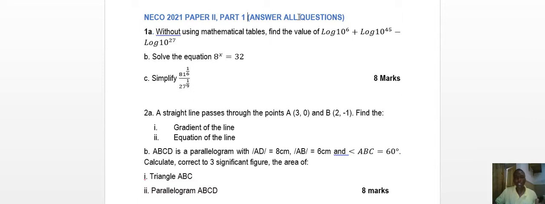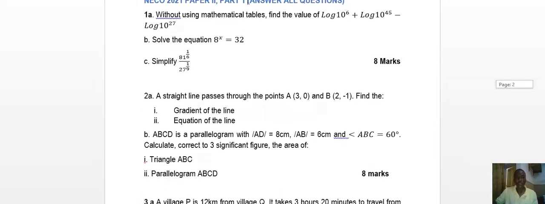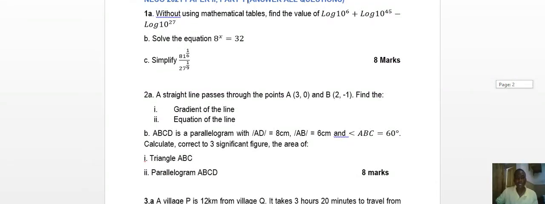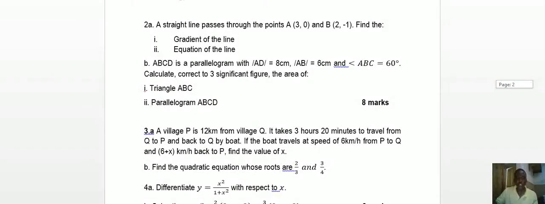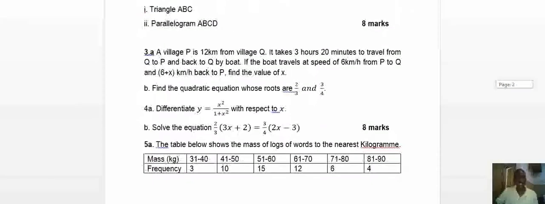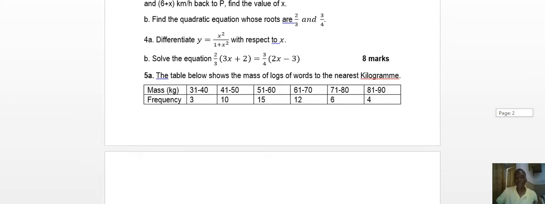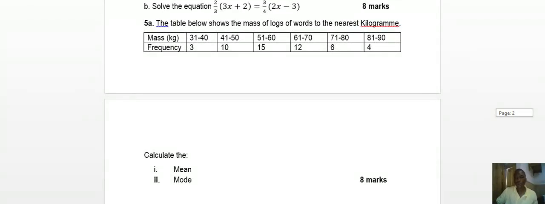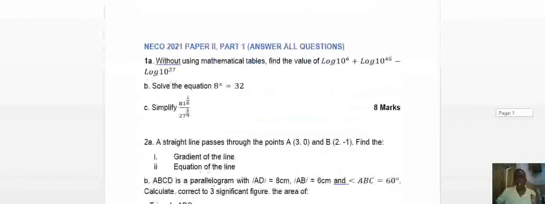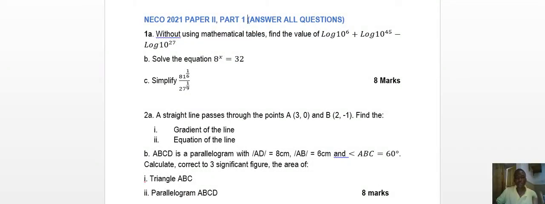In this video lesson, we are going to look at the answer to question number 1. Question 1 is on logarithm and indices. Question 2 is on coordinate geometry and shapes. Question 3 is on speed and quadratic equation. Question 4 is on differentiation and simple equation. Question 5 is on the frequency table. In the next 5 videos, we will be bringing you answers to questions from this Part 1.